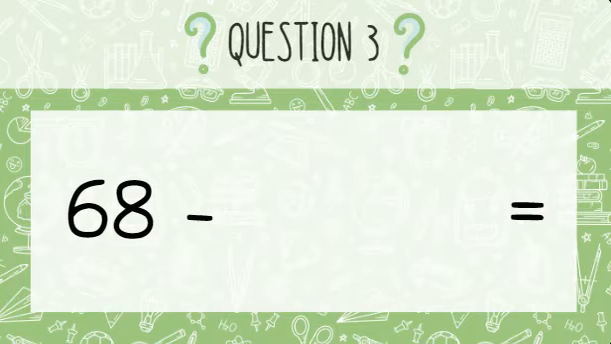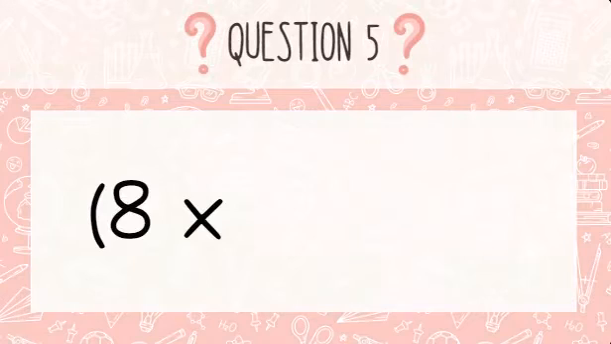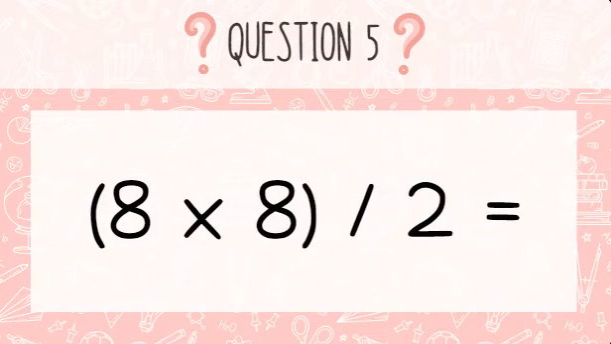The fourth question on your screen. 5 plus 2 times 7 equals what? And the fifth question on your screen. In bracket 8 times 8 bracket close divided by 2 equals what?